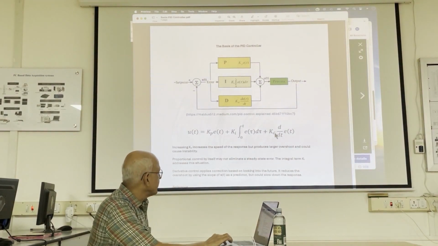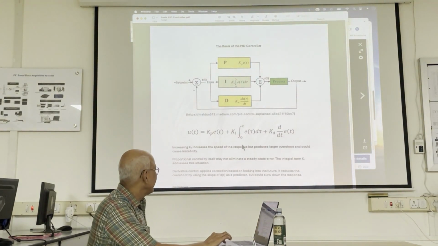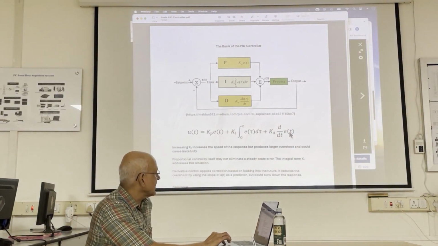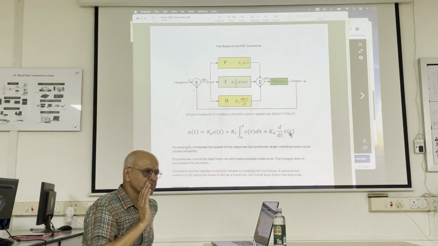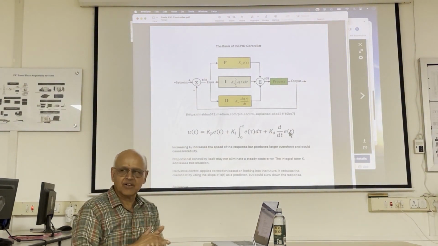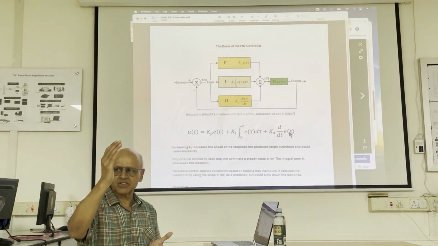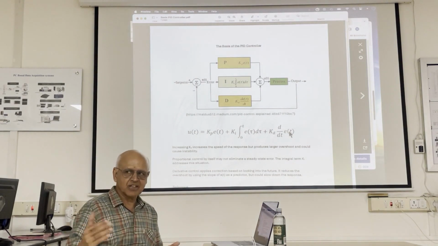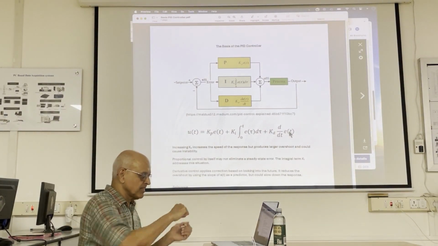So this term, Kd dE by dt, will actually subtract from the first term because of the sign of E of t. See, d by dt of E of t. So you can have both positive derivatives and negative derivatives. So what it will do is slow down the overshoot. It damps the overshoot, because that large overshoot is not good in a practical system. We'll be doing like this.